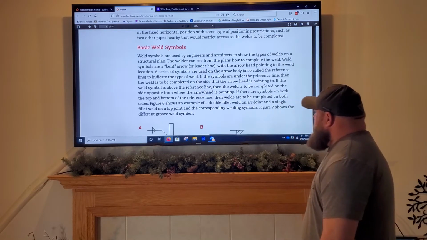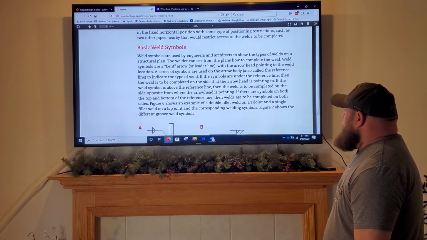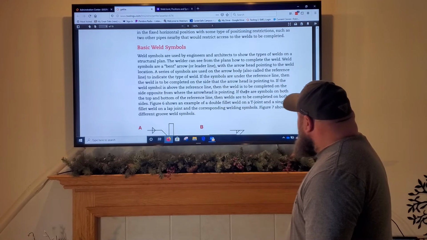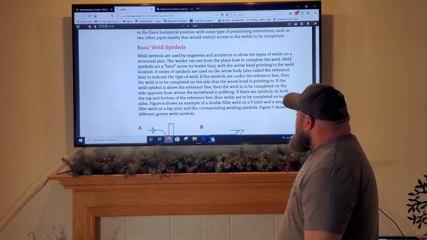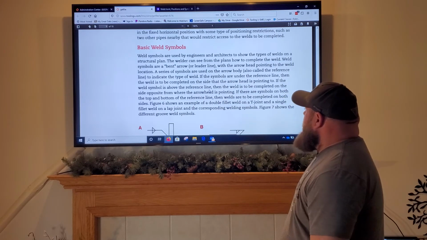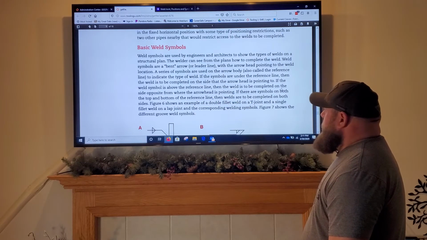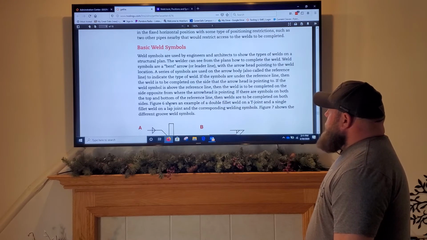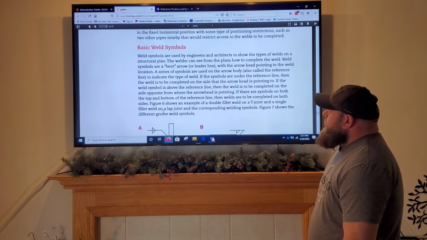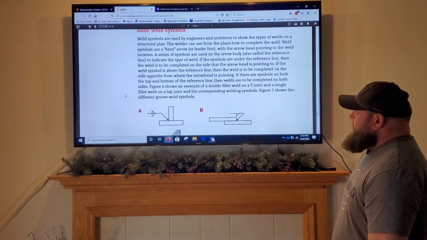If the symbols are under the reference line, then the weld is to be completed on the side that the arrow head is pointing to, otherwise known as arrow side. If the weld symbol is above the reference line, then the weld is to be completed on the side opposite of where the arrowhead is pointing, so other side. If there are symbols on both the top and bottom of the reference line, then the welds are to be completed on both sides. Figure 6 shows an example of a double fillet weld on a T-joint and a single fillet weld on a lap joint, and the corresponding weld symbols. Figure 7 shows the different groove weld symbols.